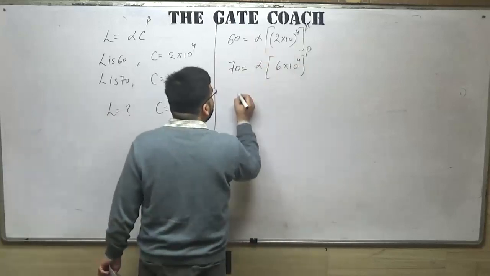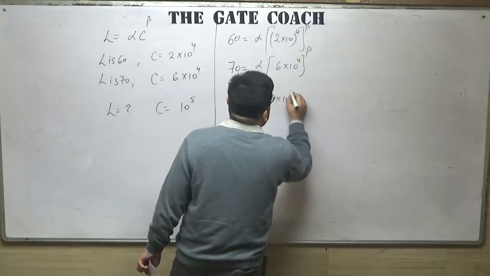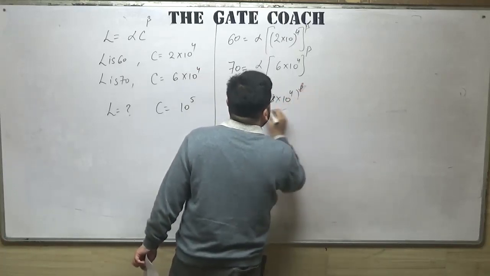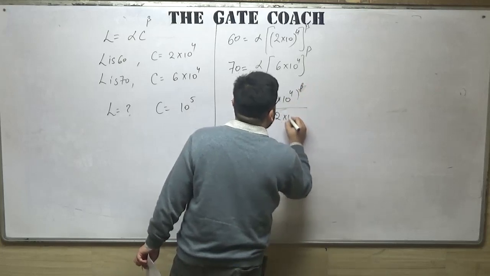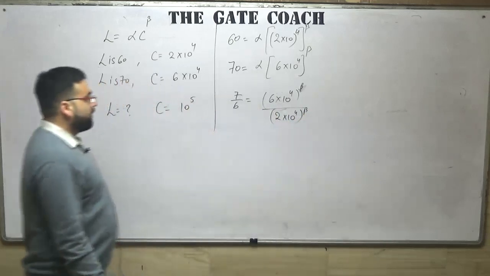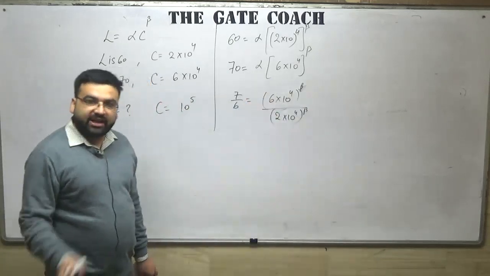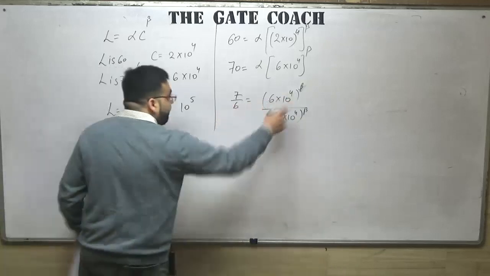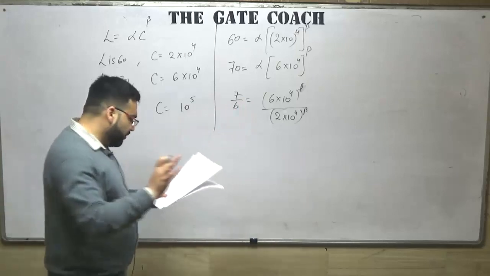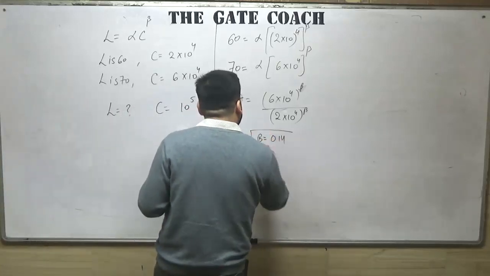If you divide these two things, you will be getting 7 by 6 will be equal to 6 into 10 raised to the power 4 into beta divided by 2 into 10 raised to the power 4 into beta. You will be getting the value of beta from here. Once you get the value of beta, I have calculated it, you can take the log also, whatever you want to do. So beta is coming out to be equal to nearly 0.14.